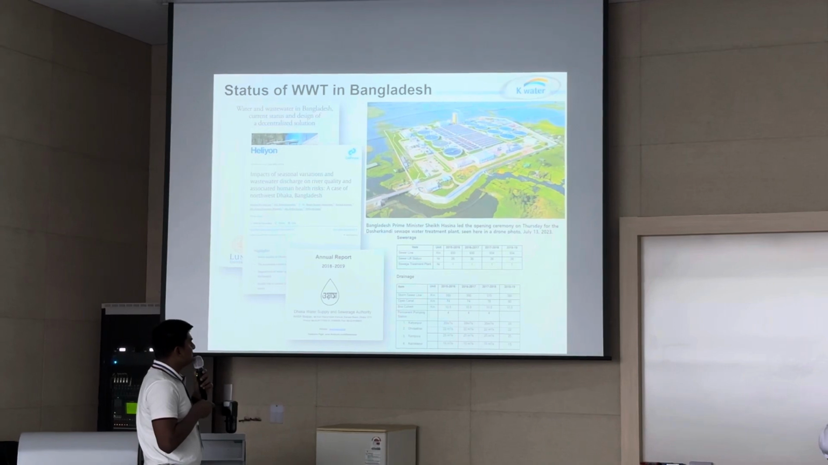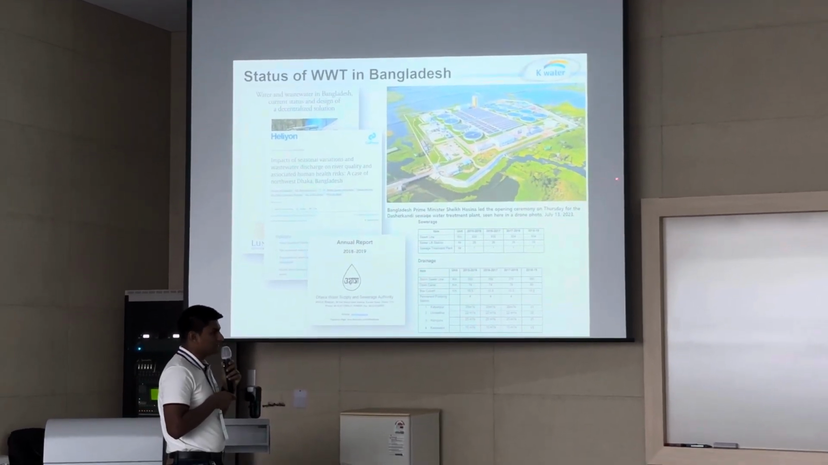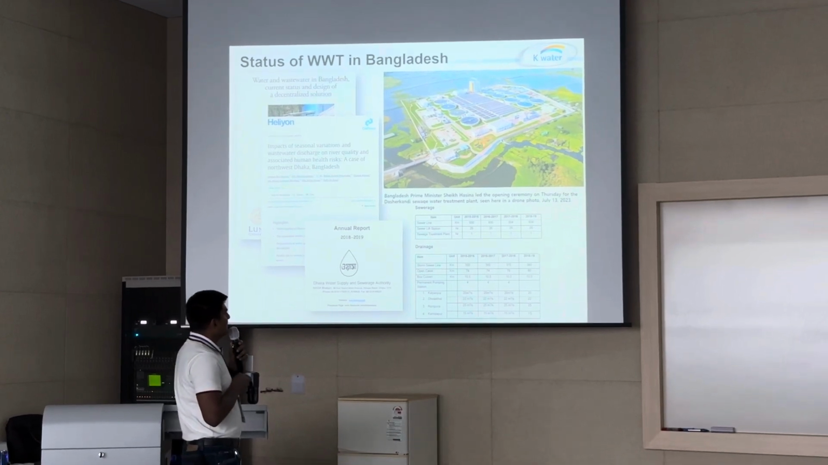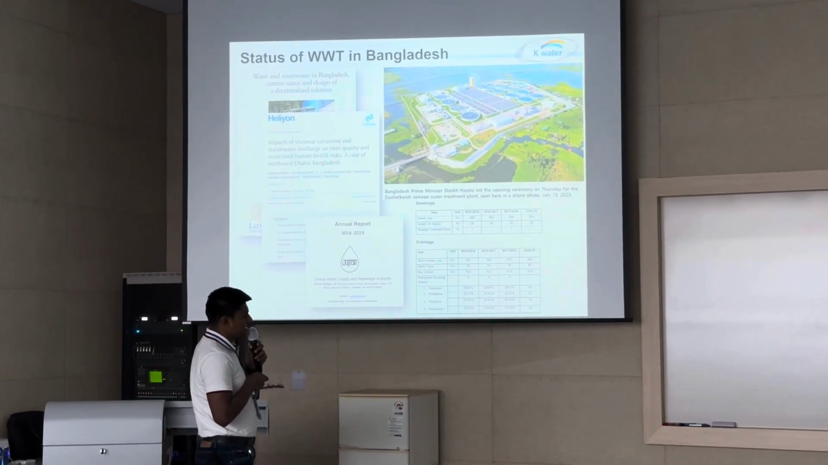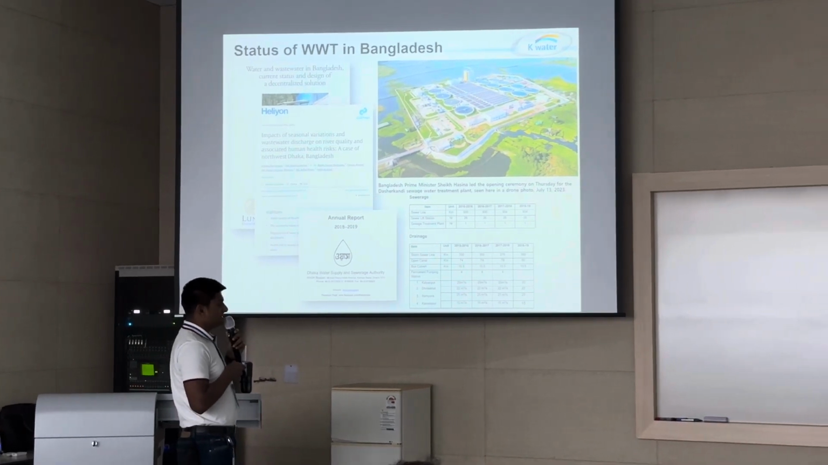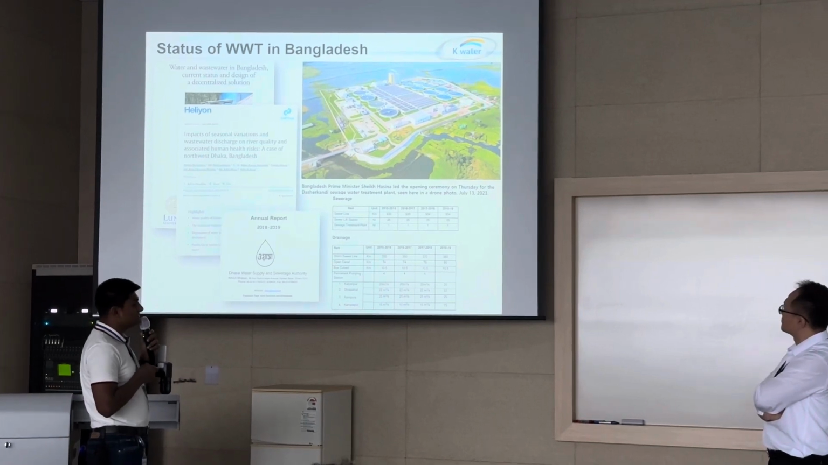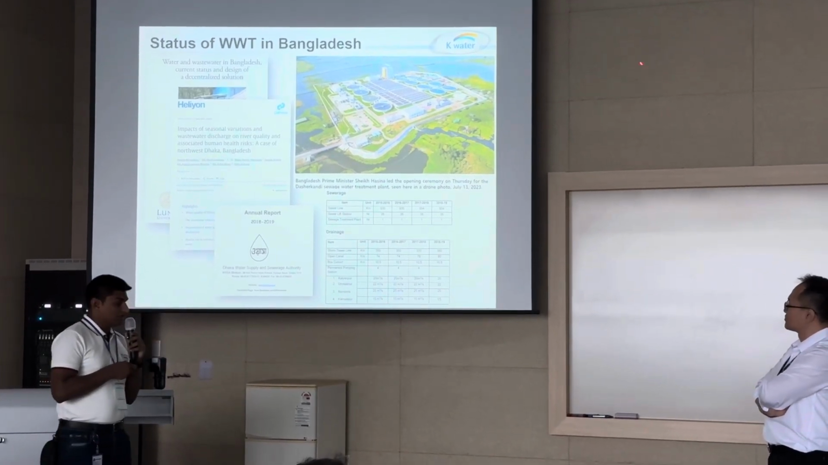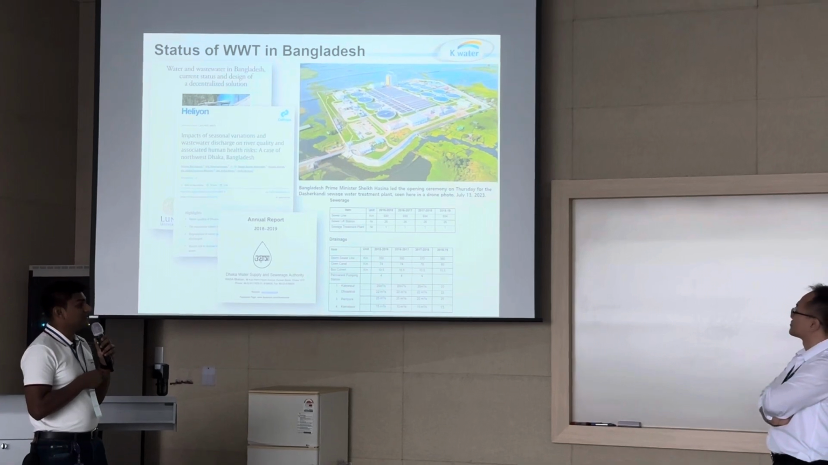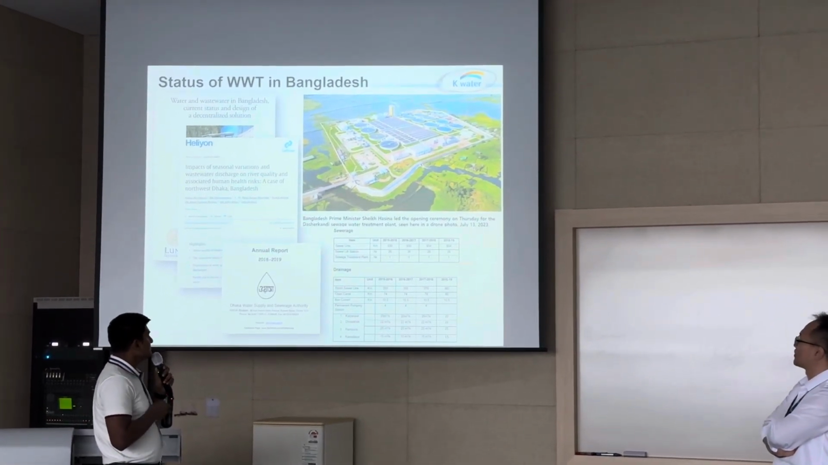This is the discharge, and the canal connects into the Balu River. This is where we discharge the effluent, and we have a UV disinfection facility. After the secondary treatment, the effluent goes into the UV disinfection chamber to kill the remaining pathogens. Then it goes into the canal.